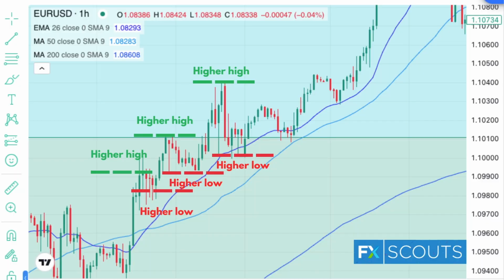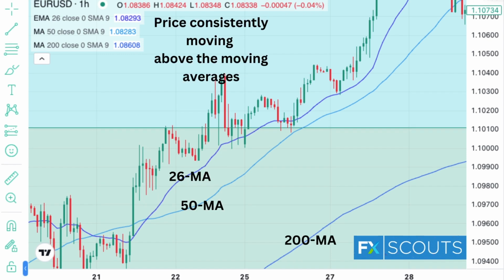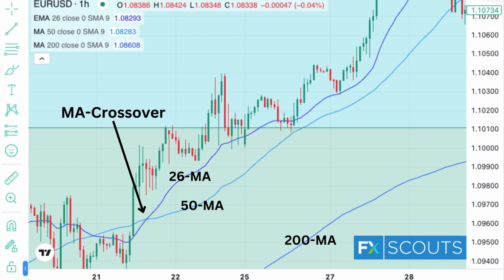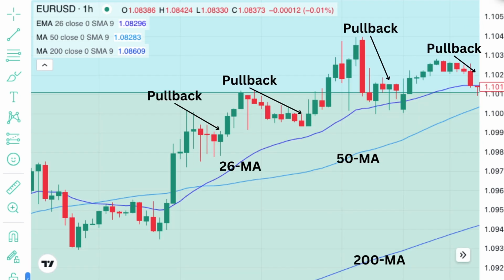So as you can see here, I'm trading the Euro USD, and the price has made consistently higher highs and higher lows, respecting all three moving averages, the 26-day moving average, the 50-day moving average, and the 200-day moving average. And you can see the moving averages crossed over here, indicating a strong uptrend. So what I then looked for was the pullbacks, and you can see them here.